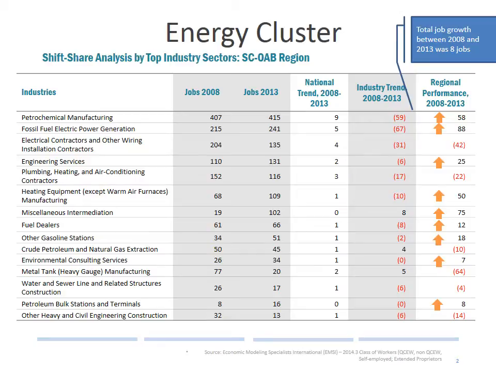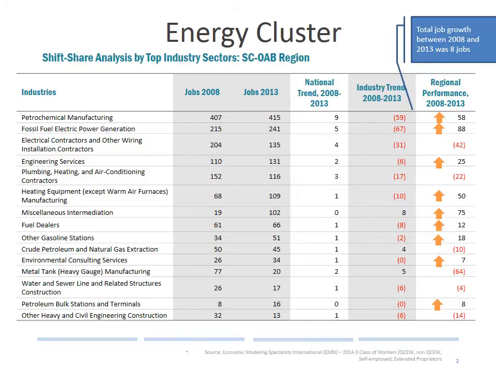Let's look at the first industry in the table, petrochemical manufacturing. In 2008, the number of jobs in that industry was 407. In 2013, the number of jobs increased by 8. The national trend suggested that, all else held equal, jobs should have increased by 9, but they didn't. They increased by 8. On the same token, the industry trend said that the jobs should have decreased by 59. But again, the overall change was only a positive 8.